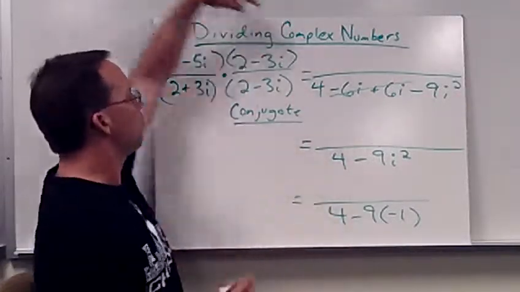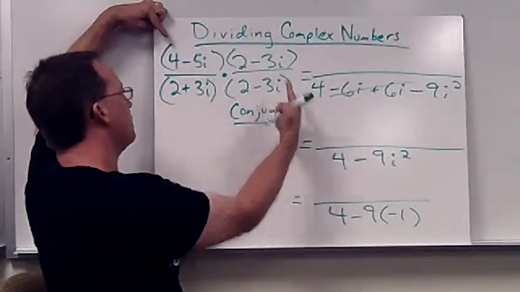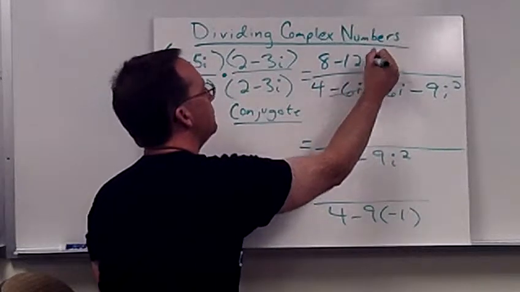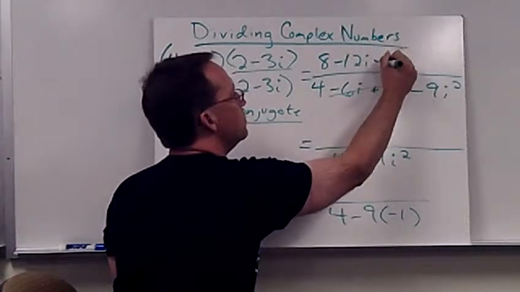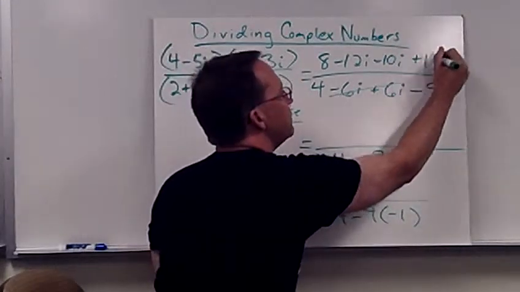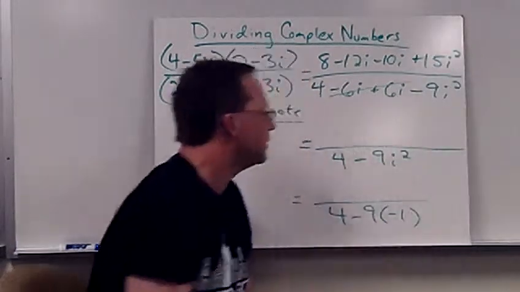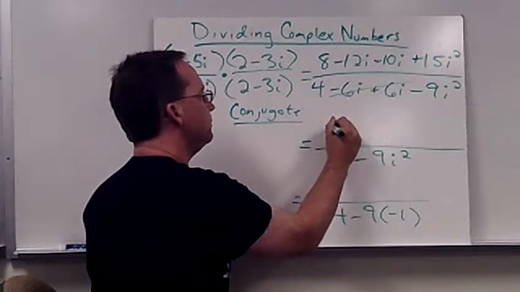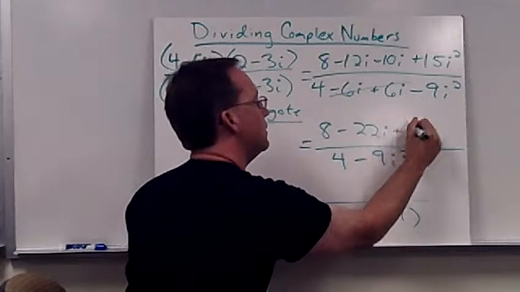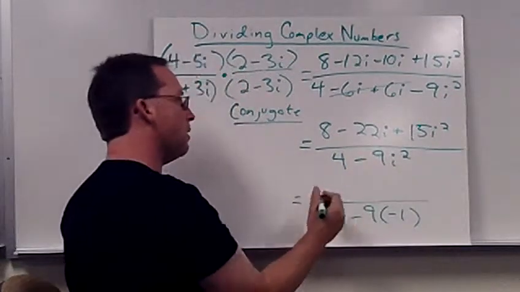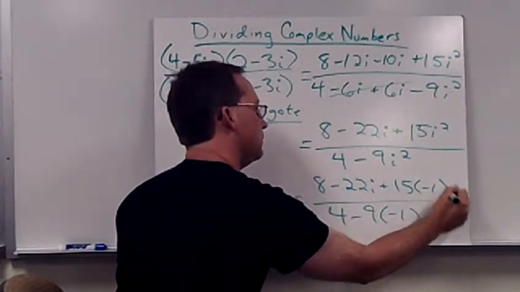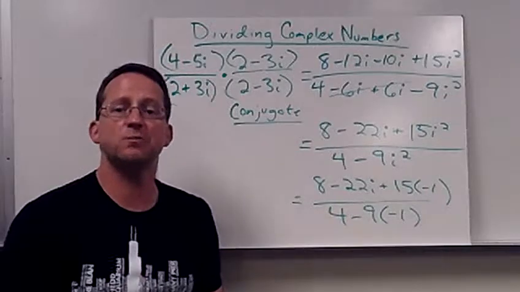Right? Now, we're going to do the same thing on top. We're going to multiply here. 4 times 2. 4 times negative 3i. Negative 5i times 2. Negative 5i times negative 3i. So we have plus 15i squared. Combine our like terms in the middle. All right. And then I have my 15i squared, but I know i squared is negative 1.